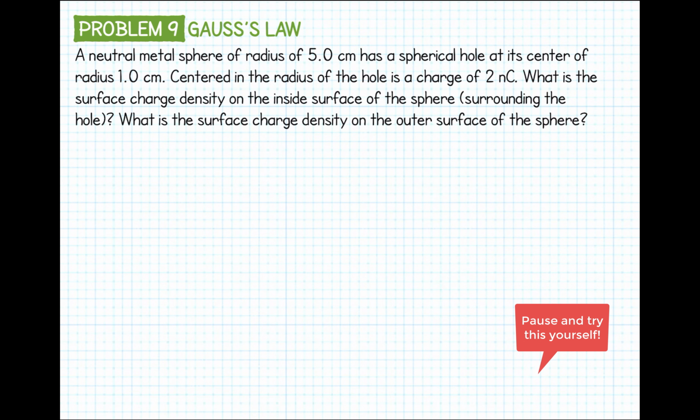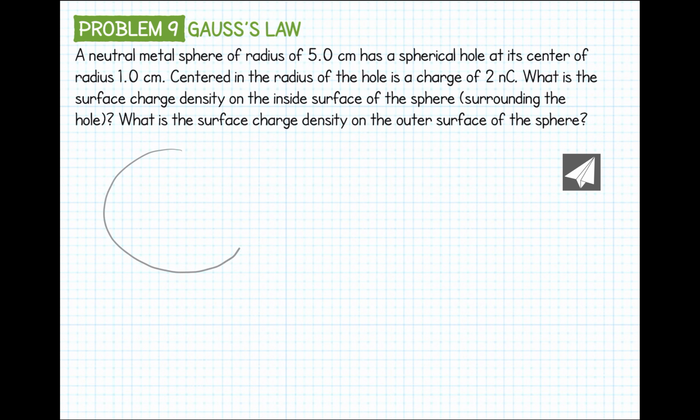Okay, so we're going to try this problem out, and we have this neutral metal sphere of radius 5 centimeters. It has a hole at the center with a radius of 1 centimeter, and at the center of the hole you have a charge of 2 nanocoulombs. We want to figure out the surface charge densities, and I'm also going to do this problem as a Gauss's law problem just for practice since we haven't done one with a conductor yet. So I'll go through that after we figure out the surface charge densities. This is just a step more than what we were doing in the last couple example problems. So let me first draw this sphere.